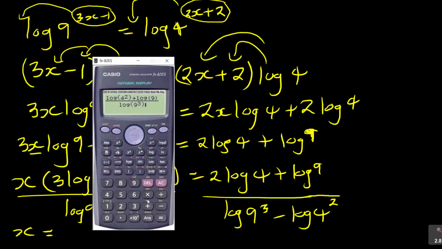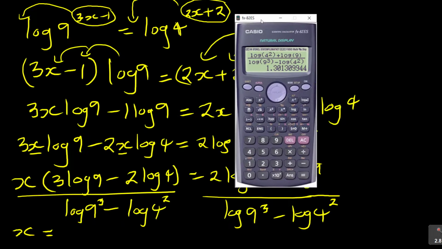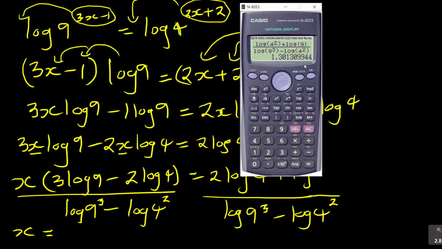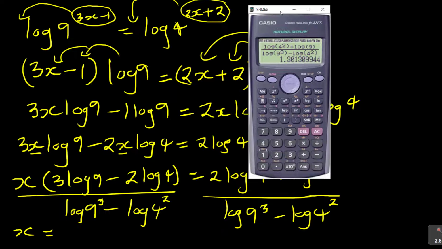Then I'll test this answer. Minus what? Minus log 4 squared. See that? Equal to. See, I'm getting this answer. Then I want to test it here. This is, let's not forget, 1.301. I must remember it. So for the sake of time, 1.301.